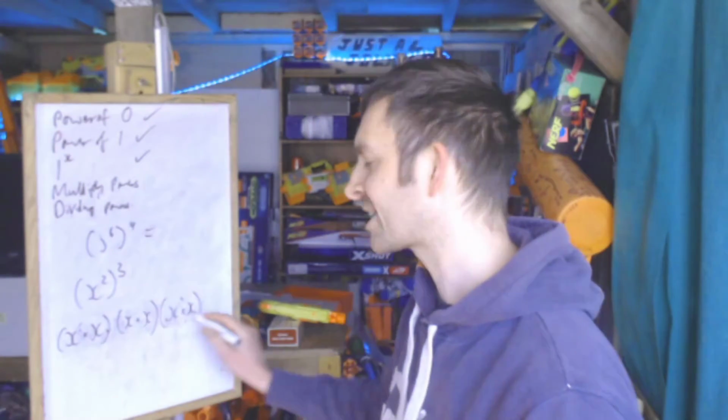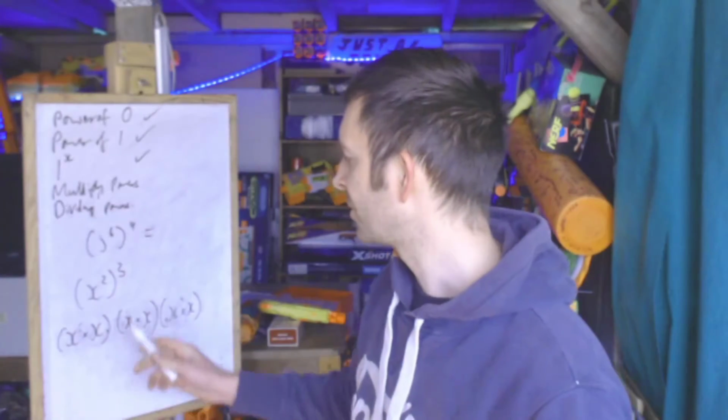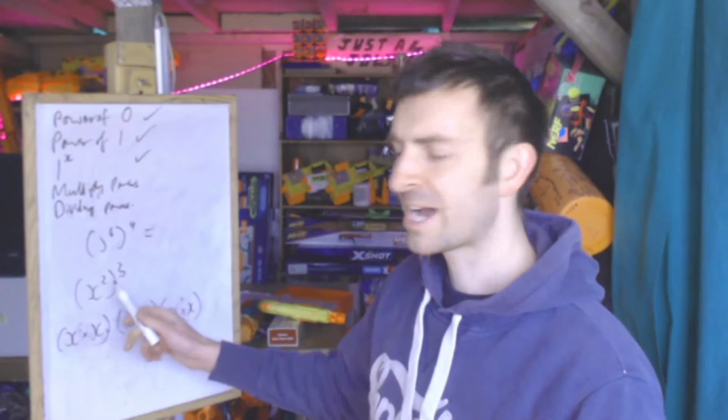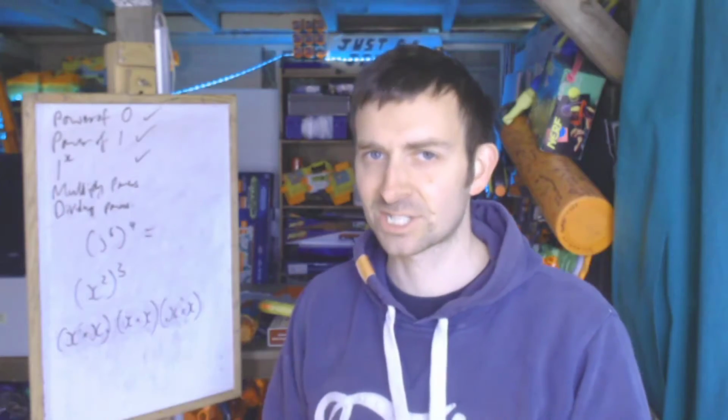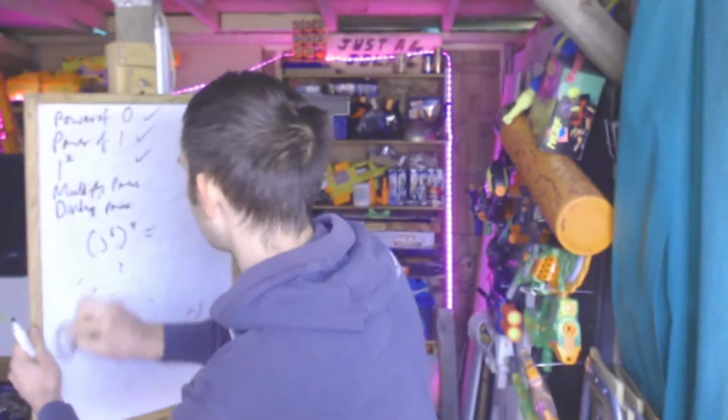And you end up with 6 now. And so the pattern is you multiply the two powers together. So you multiply the power in the brackets by the power outside the brackets to get your answer. So let's now go back to that example there.